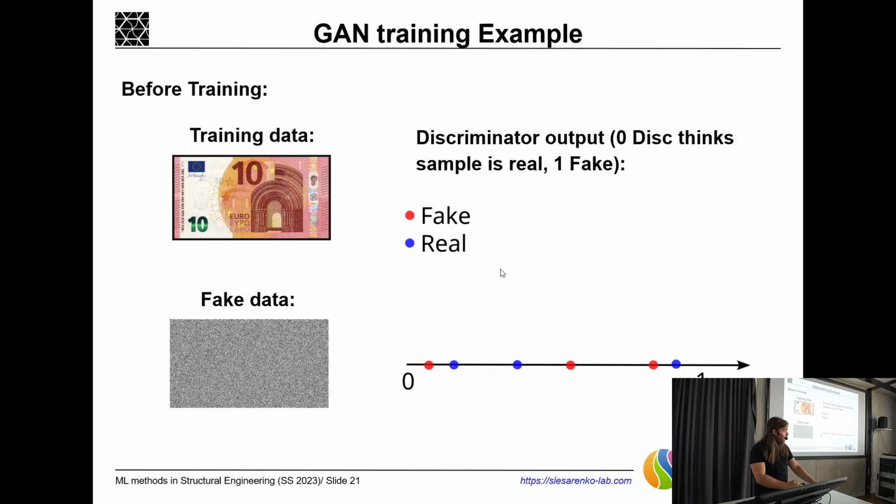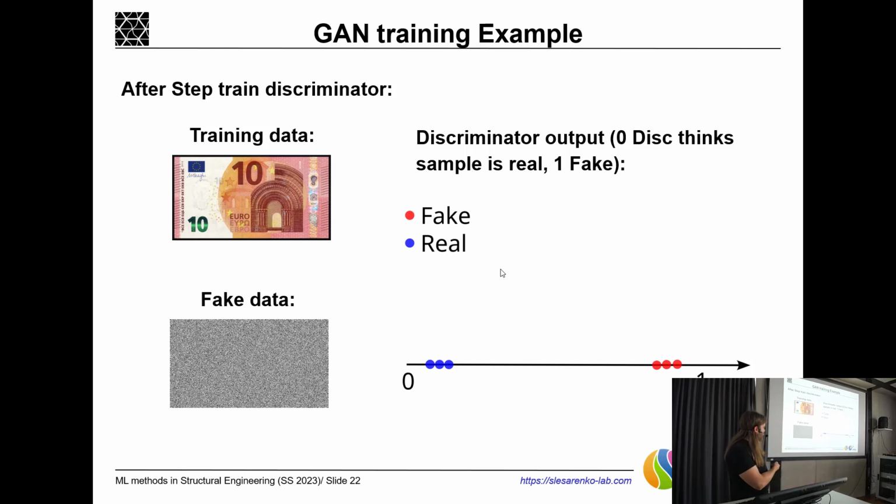The first thing we train is the discriminator. In this case, we want it to assign 0 if it thinks the sample is real, and 1 if the sample is fake. Of course, this works very well because these are obviously fake, so we can separate them nicely. The next thing is we're training the generator. What do you think will happen?